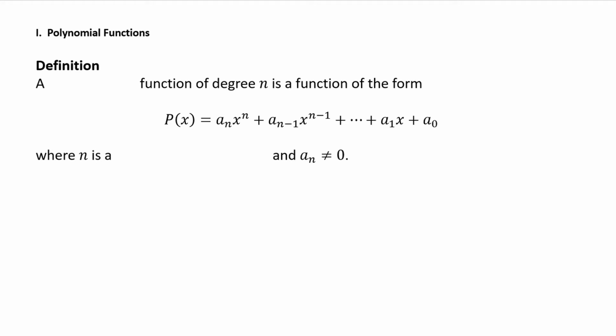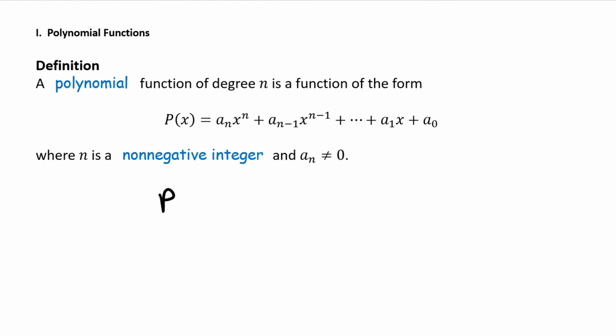Continuing with a formal definition, a polynomial function of degree n is a function of the form p of x equals a subscript n, x to the power of n, plus a subscript n minus 1, x to the power of n minus 1, plus ... plus a subscript 1 x plus a subscript 0, where n is a non-negative integer and a sub n does not equal 0. All these subscripts and superscripts can be a little bit intimidating.